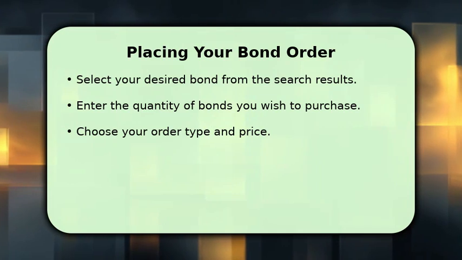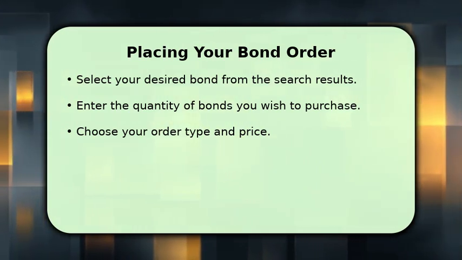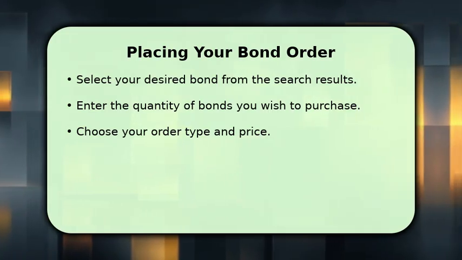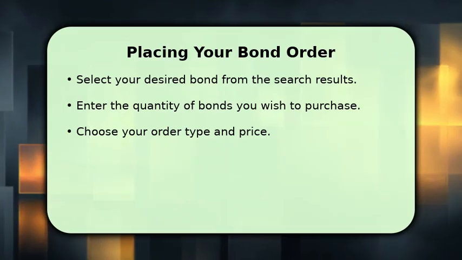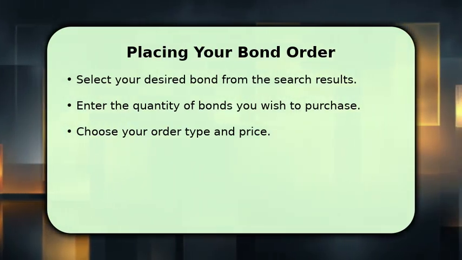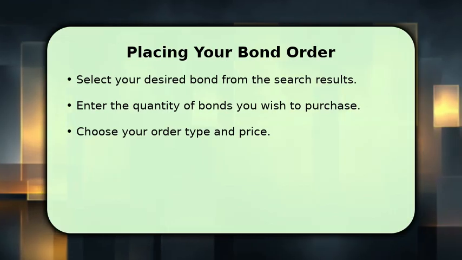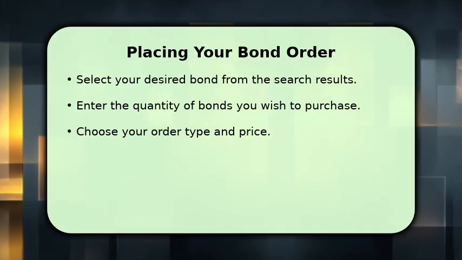After identifying a bond that meets your criteria, click on it to view its detailed information. Here, you'll find specifics like the issuer, coupon rate, and maturity date. To place an order, enter the quantity of bonds you want to buy. You can then select your order type, such as a limit order, and specify your desired price.